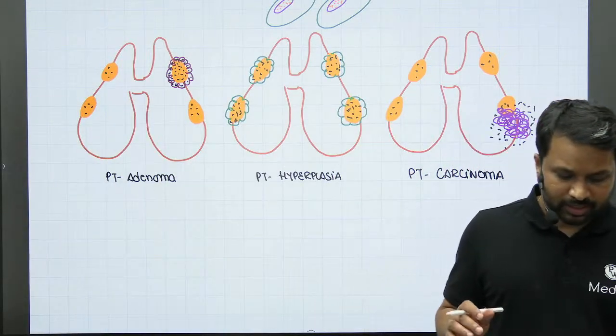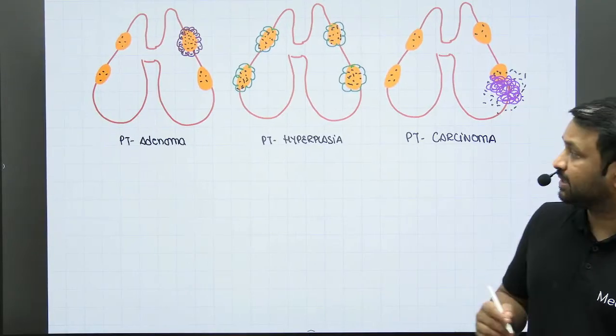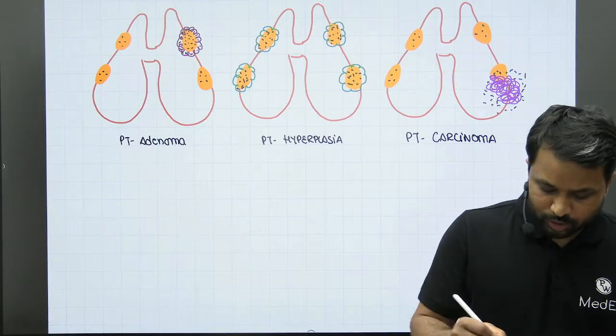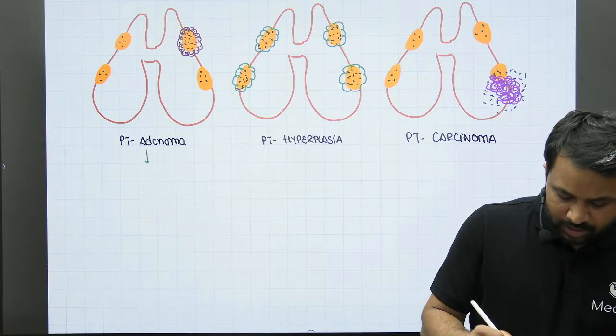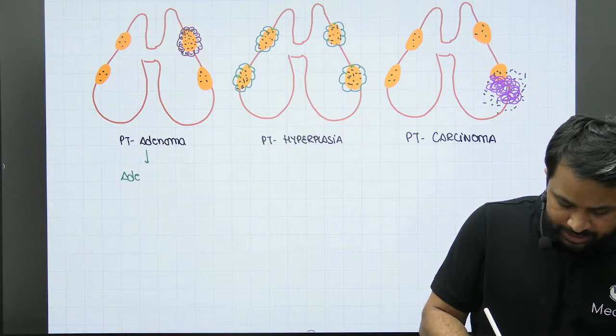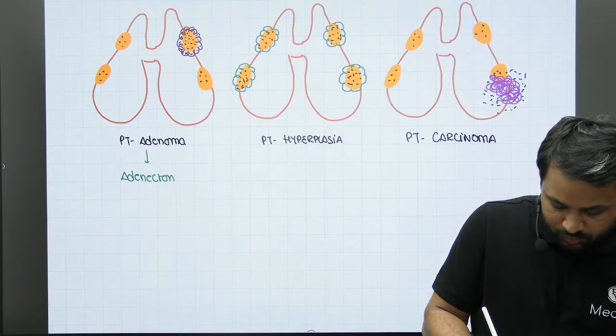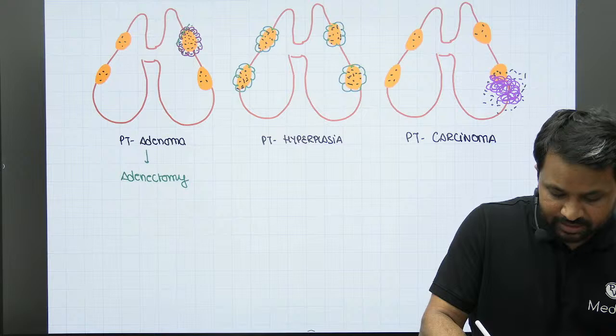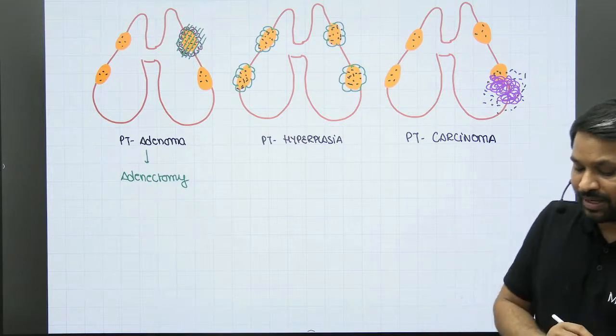Now, once you've made your diagnosis of adenoma, hyperplasia, or carcinoma, what are we going to do? If it is a parathyroid adenoma, then we are going to do an adenectomy. So I'm going to remove the parathyroid gland which is affected. If I remove it, this is what we call parathyroid adenectomy.